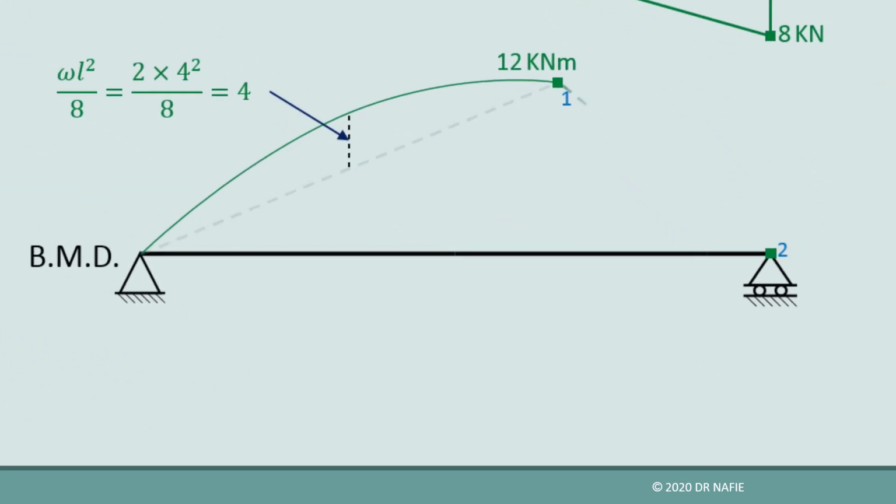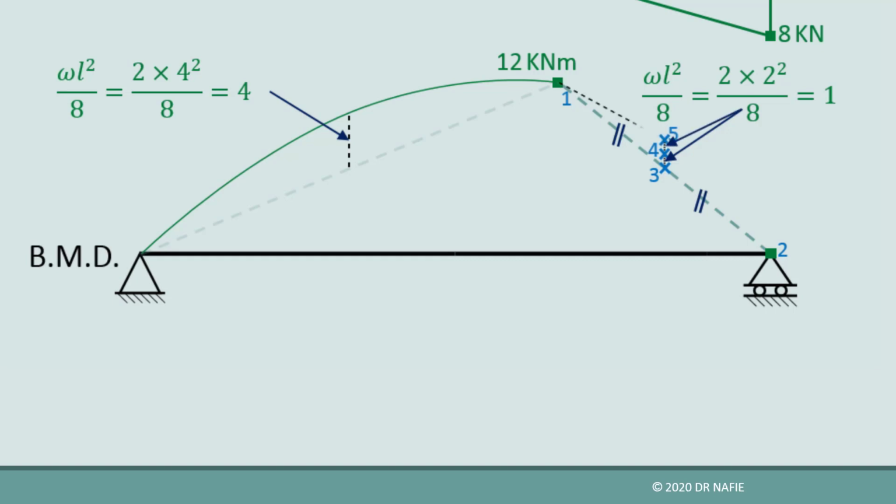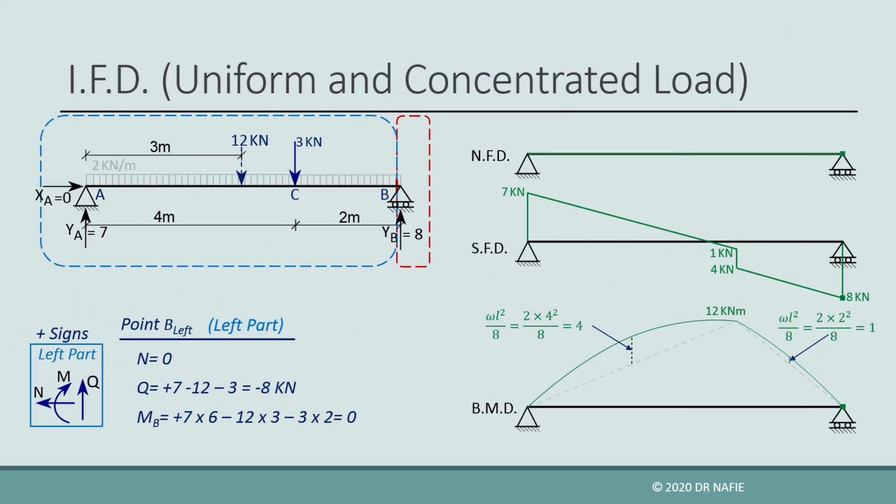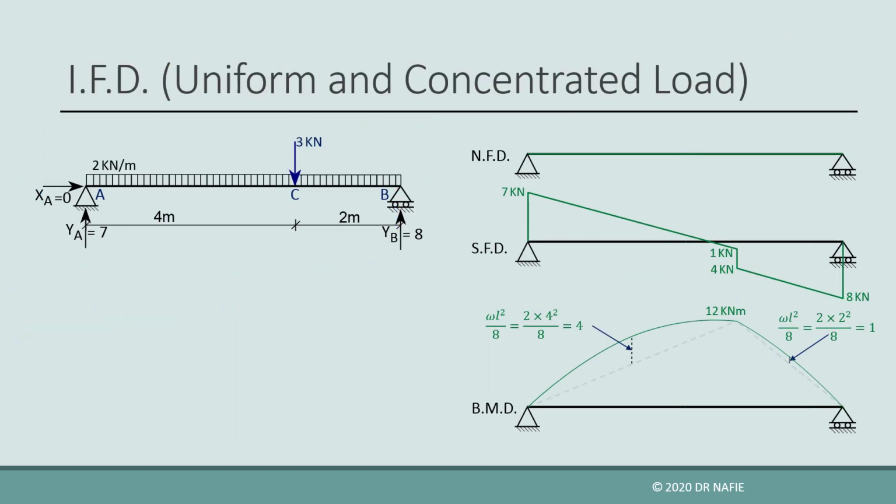Next, we connect the moment at point C with that at point B using a parabola in the same way as detailed previously. The value of WL squared over 8 in this case will be calculated as 2 kN per meter multiplied by the square of 2 meters divided by 8, giving a value of 1 kN meter. After connecting all the calculated values, the final diagrams are produced as shown.